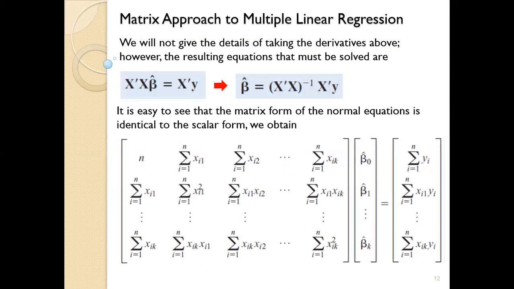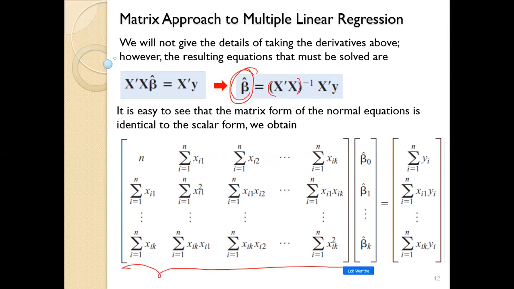Let's see how to solve this. From this, x transpose multiplied by x multiplied by beta equals x transpose multiplied by y. And then you can solve for beta equal to the inverse of x transpose x, multiplied by x transpose y. You get the result, right? Okay, this is the general equation.